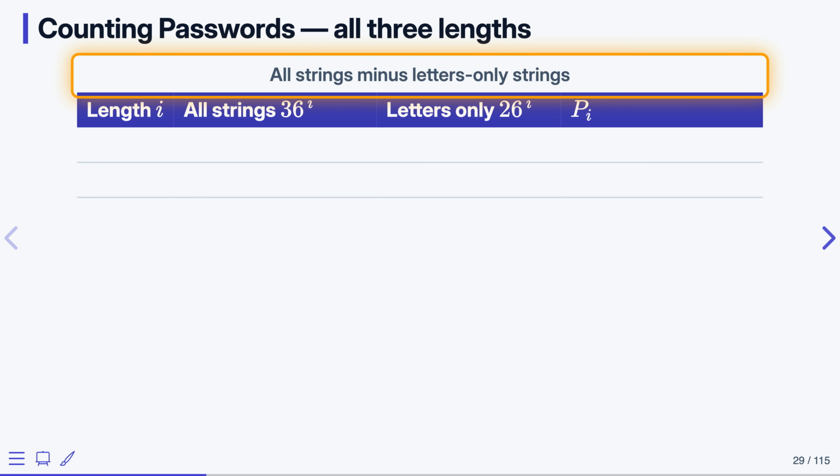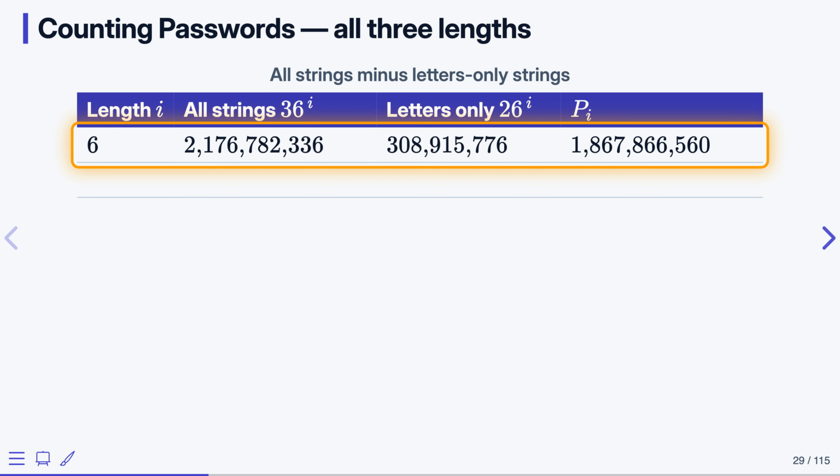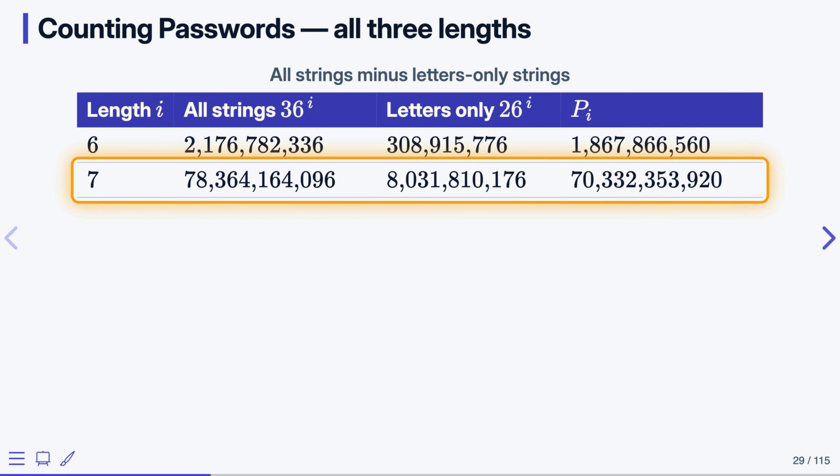The same working 3 times over. Each row is one length. Row 1, length 6. We just did this one. The answer is about 1.9 billion. Row 2, length 7. All strings is 36 to the 7th, about 78 billion. Letters only is 26 to the 7th, about 8 billion. The difference is about 70 billion.